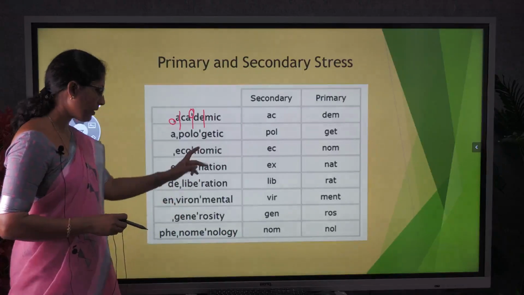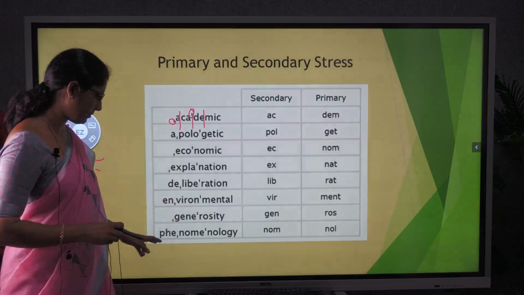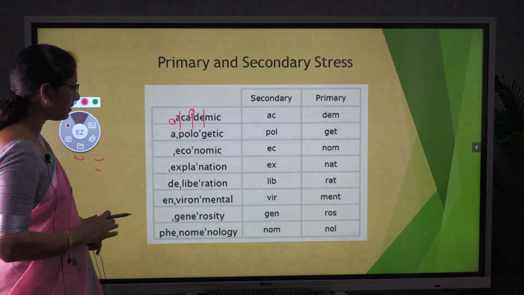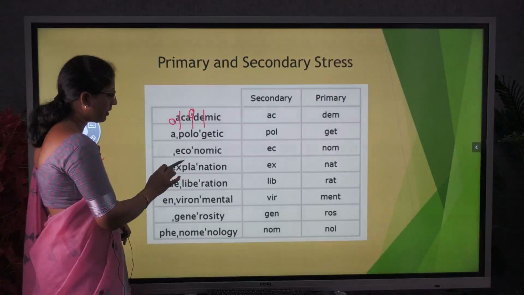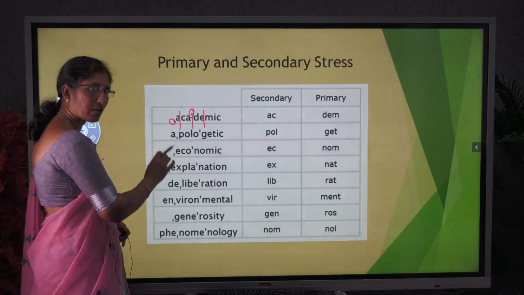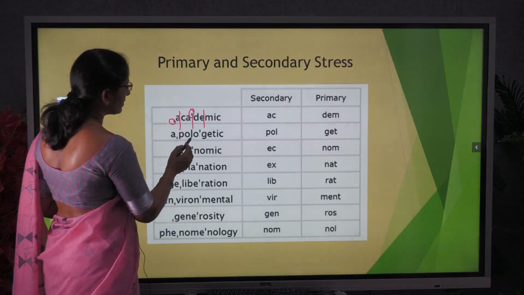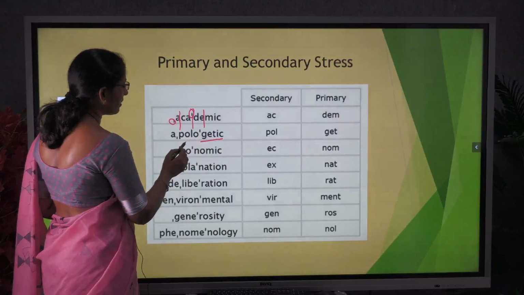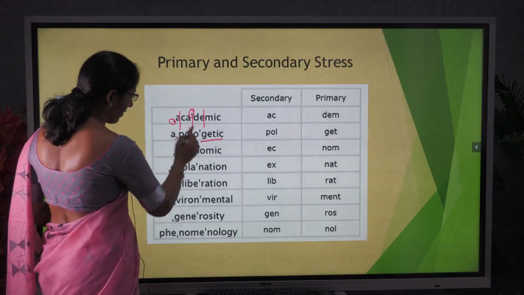See this: apologetic, economic, explanation, deliberation, environmental, generosity, phenomenology. If you identify the pattern here, primary stress and secondary stress are not in a row. There is one more syllable left. Okay, see this one here. This is the stressed word. Here we have one syllable left.